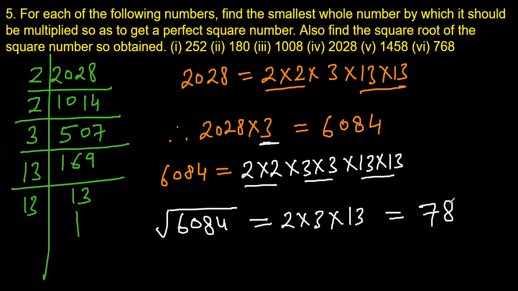Just like these questions, we can also find prime factorization and see which one is not paired and multiply by that number and then find the square root of the number. I think you can do the rest two parts.